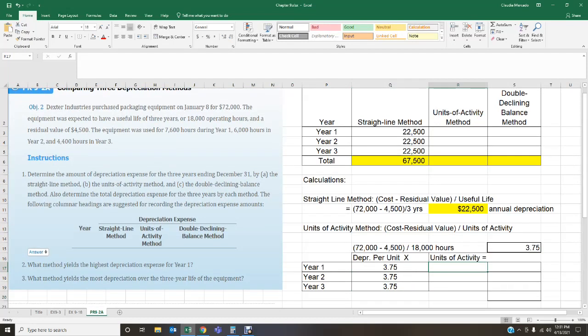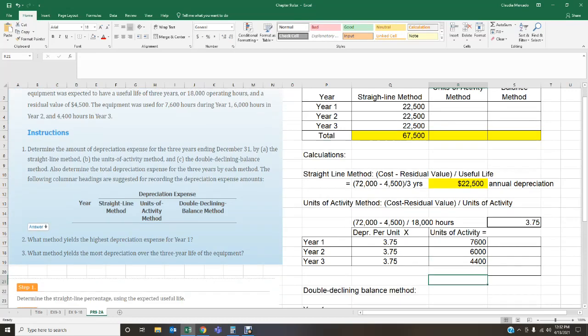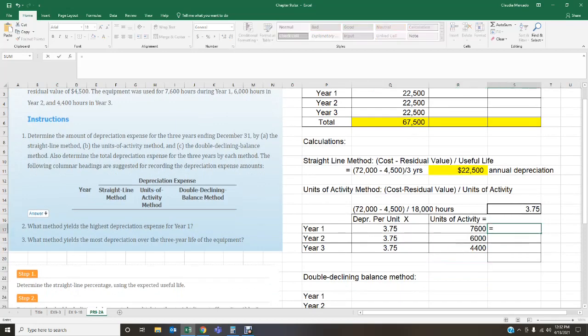Okay. It says here that year 1, you used it for 7,600 hours. Year 2, you used it for 6,000 hours. Okay. And then year 3, you used it for 4,400 hours. Okay. So I've got my depreciation per unit, and I'm going to multiply by my units of activity. And let's see what that gives us. So we multiply the depreciation per unit times the actual hours used, and that will give us an amount, okay, of 28,500 for year 1.